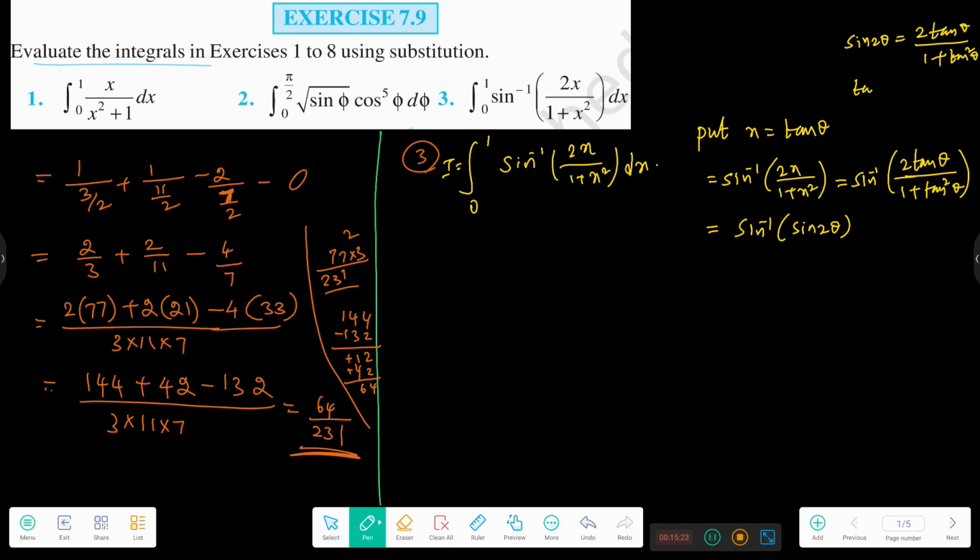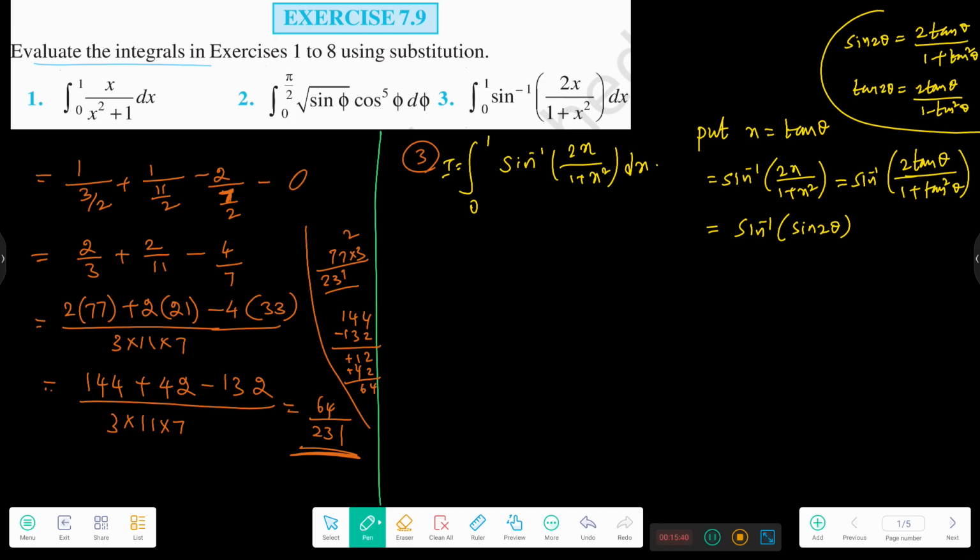Suppose tan 2 theta, the formula is the same but the denominator has a negative: 1 minus tan square. So you should remember this comparison. Denominator negative is tan 2 theta; positive is sin 2 theta.